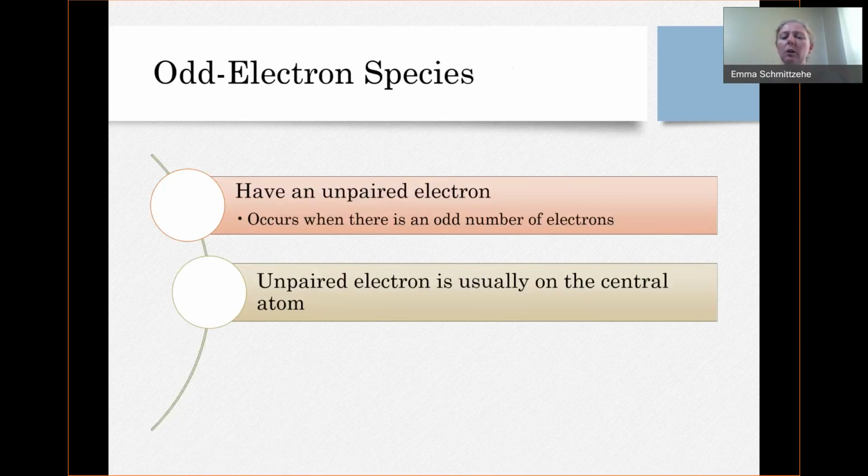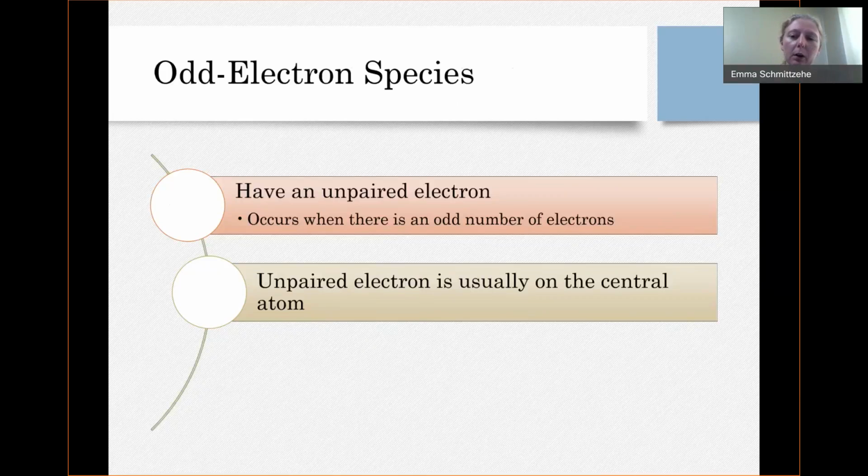When you have paired electrons, their spin, their magnetic property almost, is canceled out. It helps to stabilize one another because their spin will be opposite. But when you have an unpaired one, you have this almost unbalanced system. And so when the unpaired electron is on the central atom, that electron not only is helping to be stabilized by the positive charge of the nucleus of the central atom, it also is interacting with multiple other atoms. So typically it'll be on the center.